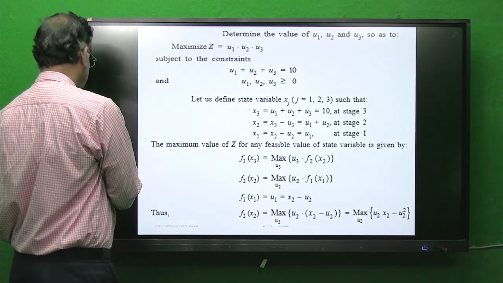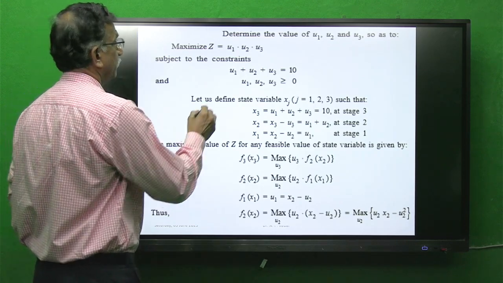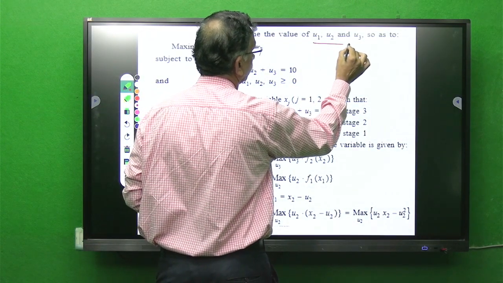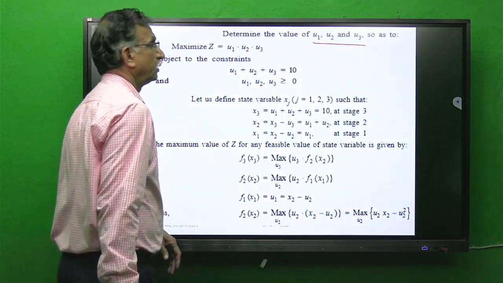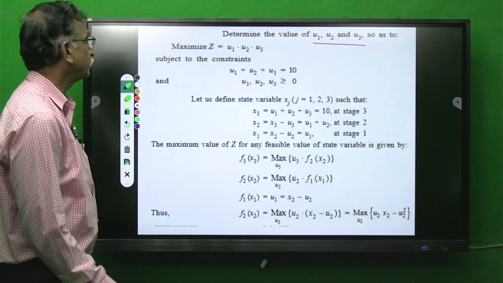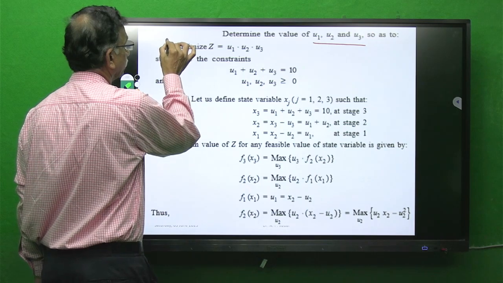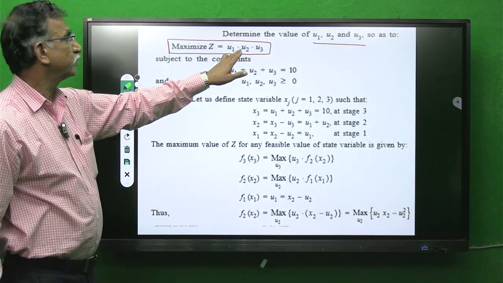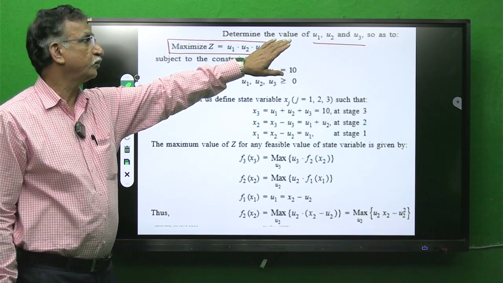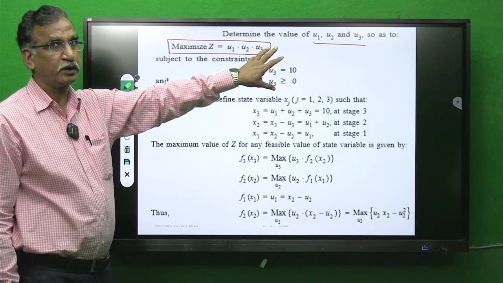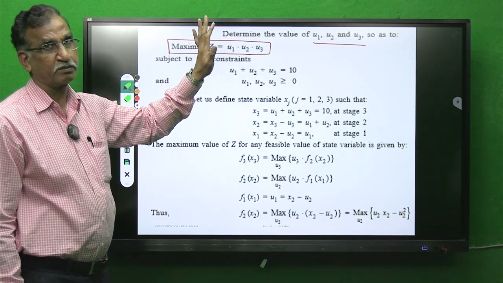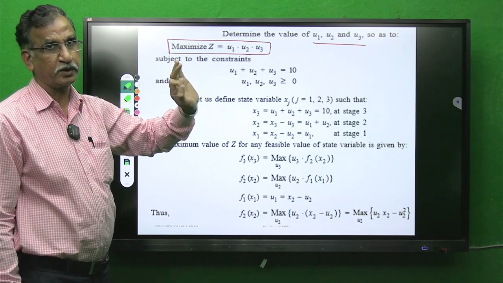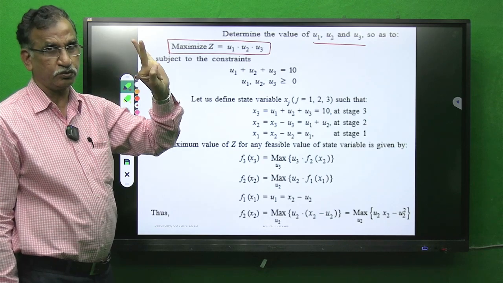Now here, this is a very important problem again. Determine the value of u1, u2, u3. The objective function is given as u1 times u2 times u3; whatever values of u1, u2, u3 we calculate, when multiplied we should get the maximized value. That we have to find. Indirectly, we have to find the values of u1, u2, u3.